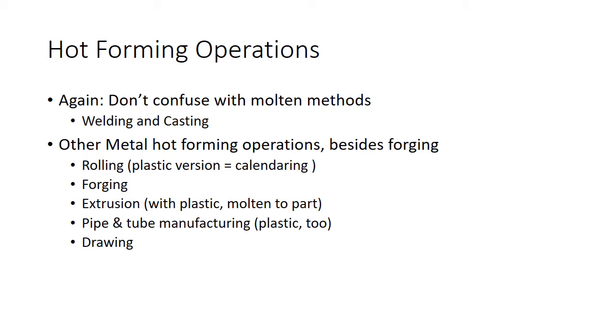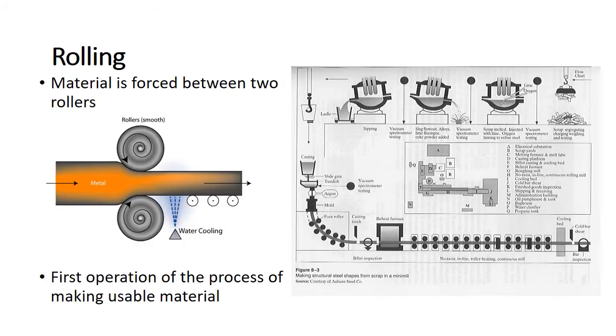Okay, we're not talking about welding or casting, but there are some hot forming processes. Forging is one, but there's also rolling, extrusion, and pipe and tube manufacture. There is a hot drawing process, but drawing is really a cold process. We'll discuss that in the cold presentation.